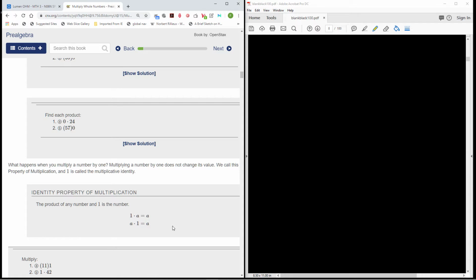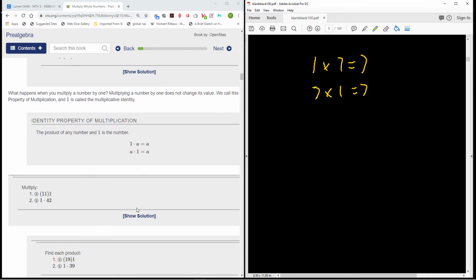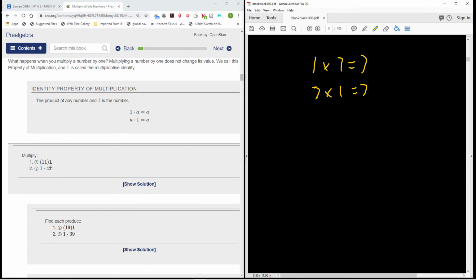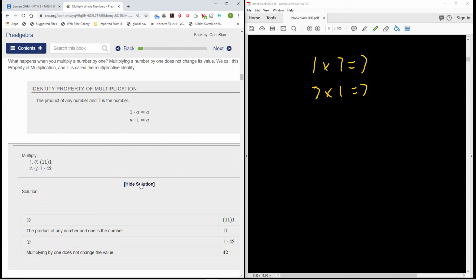Now this is the identity property of multiplication, which says 1 times any number is that number. So if I have 1 times 7, I get the 7 back. Or if I have 7 times 1, I get the 7 back. It's an identity situation. You always get the original number back. So this is the identity property for multiplication. Examples: 11 times 1 is 11. And then we have 1 times 42, which is 42. Notice the different notations here. They still mean multiply.